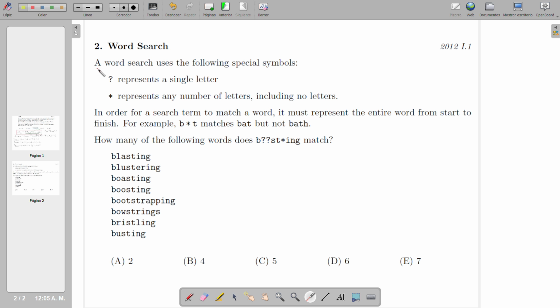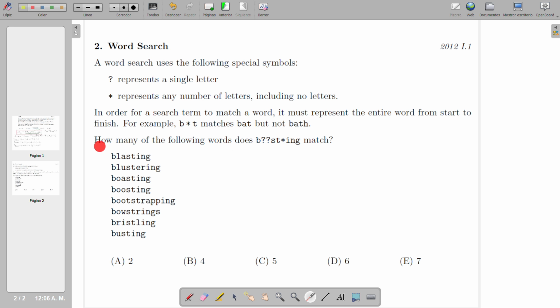The instructions are: a word search uses the following special symbols. A question mark represents a single letter and an asterisk represents any number of letters, including no letters. In order for a search term to match a word, it must represent the entire word from start to finish. For example, B asterisk T matches bat, but not bath.